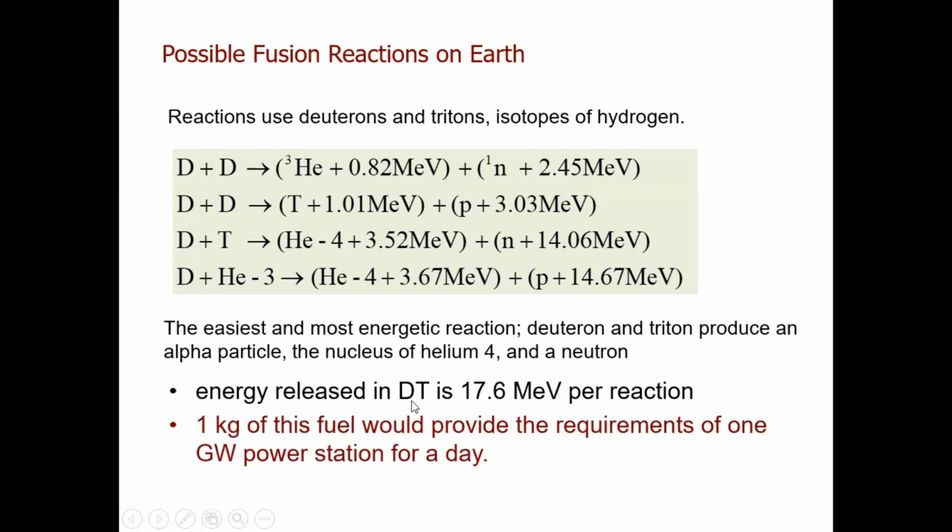So the energy released in the DT reaction is about 17.6 MeV, and 1 kg of this fuel will provide the requirement of a 1 gigawatt power station for a whole day. A day means 24 hours with 60 minutes per hour and 60 seconds per minute.